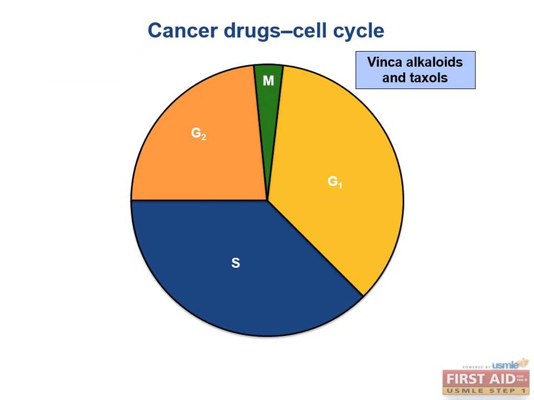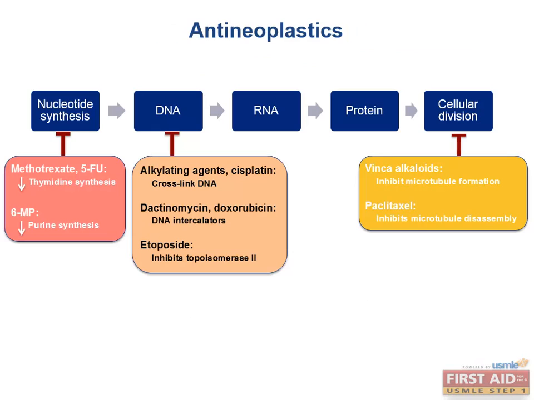After we go through the mechanisms of action for each of these drugs, you should come back to review this image to help you put it all together. A different way to organize these cancer drugs is by their target, specifically nucleotide synthesis, DNA, or cellular division. This is another good organization scheme to consider once we go through the mechanisms of action in detail.